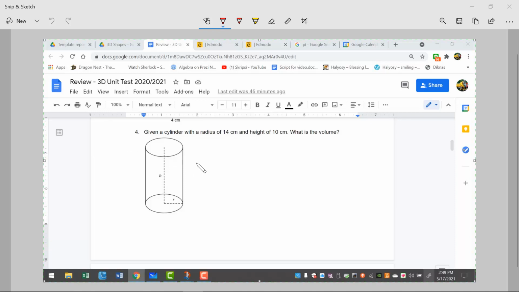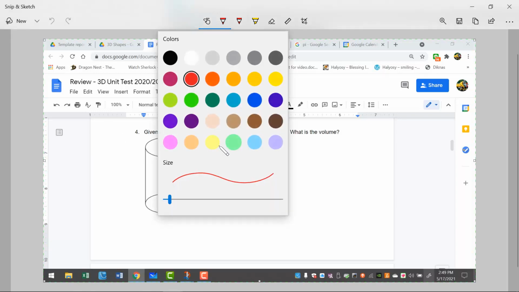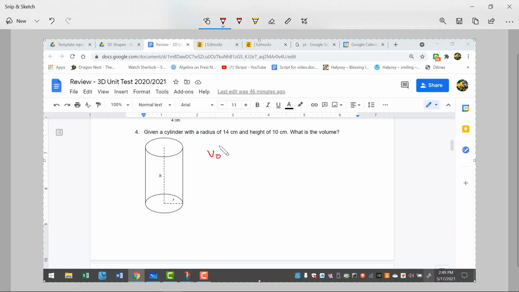which means that we can use the prism formula. So the volume is just equal to the base area times the height. Of course, this is the height of the cylinder. And we know that the base is a circle, right? And you know that the formula of the area of a circle is pi r squared, and then that's just the height.